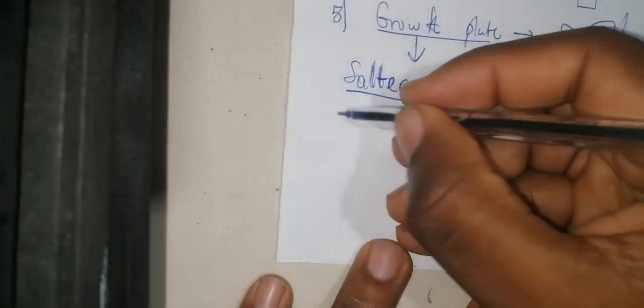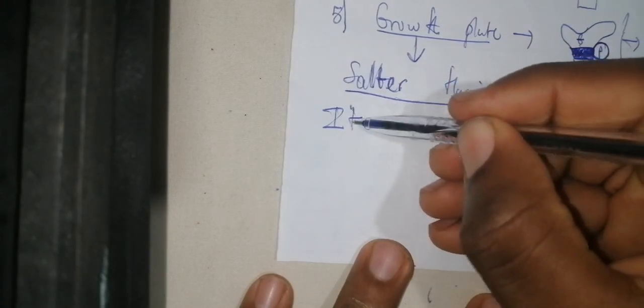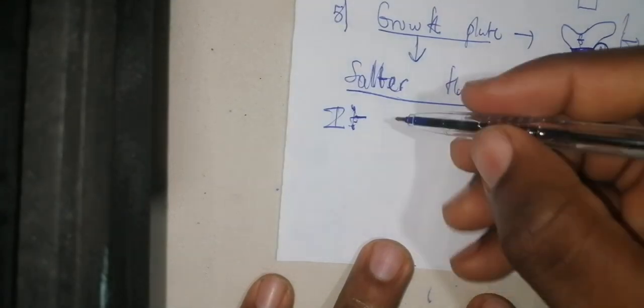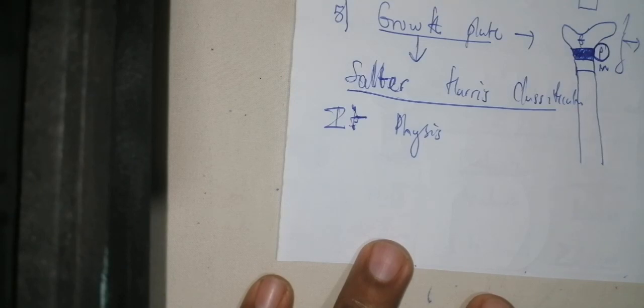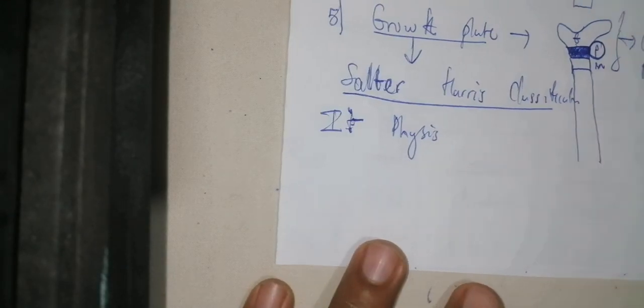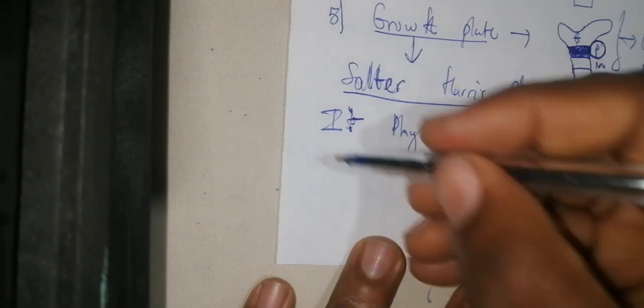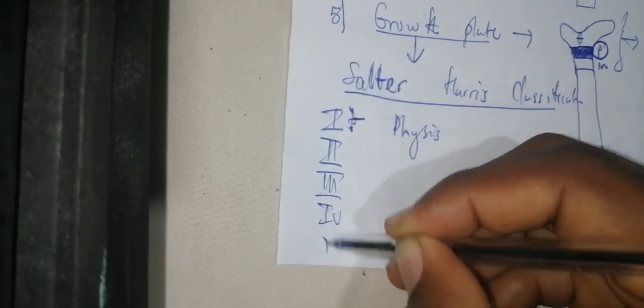Now, in the Salter-Harris classification, you have class 1. Class 1 is when you have a fracture of only the physis. If you have a fracture of only the physis, it is class 1. So it is generally as such, and it is classified from class 1, 2, 3, 4, and 5.